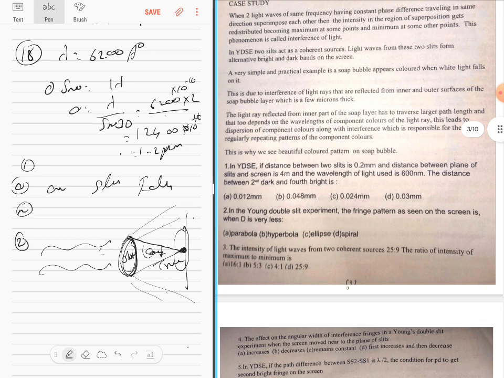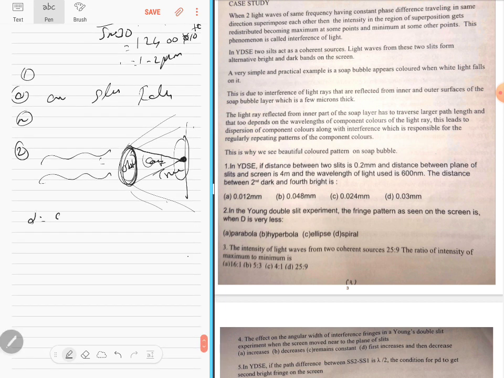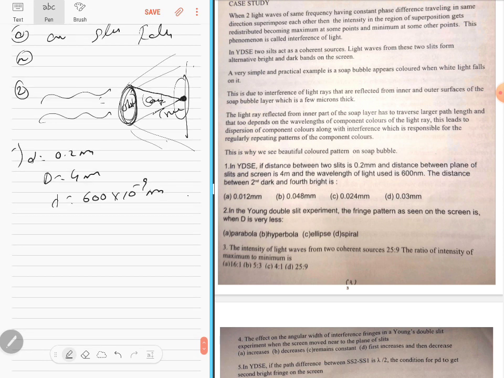Coming back, let's read this question. In Young's double slit experiment, the distance between the two slits, small d, is equal to 0.2 millimeter. The distance between the plane of the slits and the screen, capital D, is 4 meter. The wavelength of the light used is 600 nanometer, 600 into 10 to the power minus 9 meter. Find the distance between the second dark and the fourth bright fringe. That's got nothing to do with the case study. It's just a normal question.